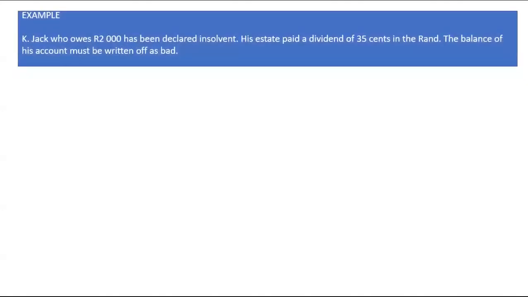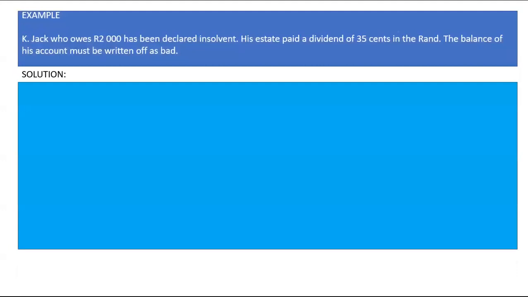Now let's look at this here. Where we have K Jack, who owes 2,000, has been declared insolvent. His estate paid a dividend of 35 cents in the rand. The balance of his account must be written off as bad. Now, how do we solve for this? Firstly, you are going to take what K Jack owes us, which is 2,000, multiplied by 35 cents, which is 35 divided by 100, you will get 700.